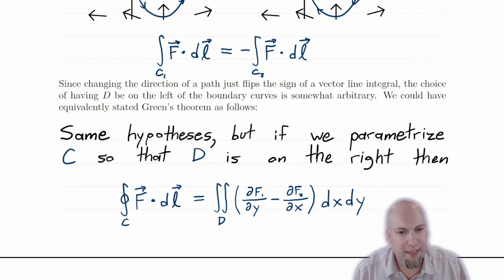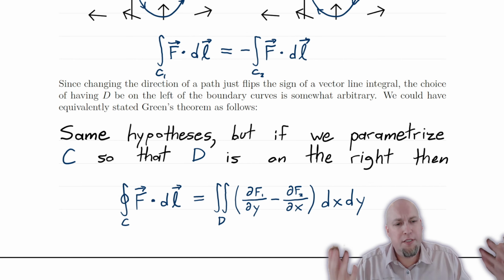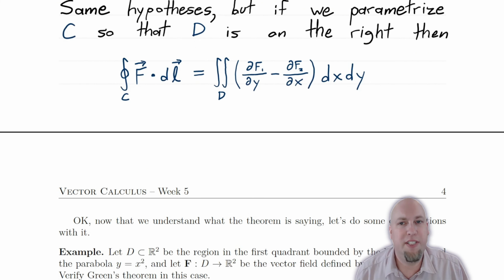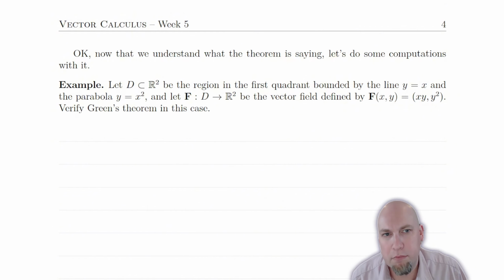Before we would have del f2 by del x minus del f1 by del y. This time we just have them in the other order: del f1 by del y minus del f2 by del x. It doesn't matter which way you do it, but with the region on the left is the typical way to do it. So that's what we'll stick with, just for consistency's sake.